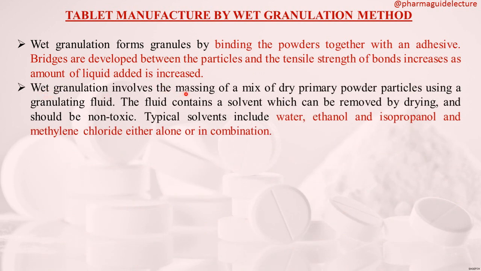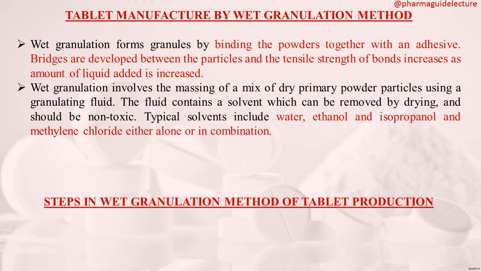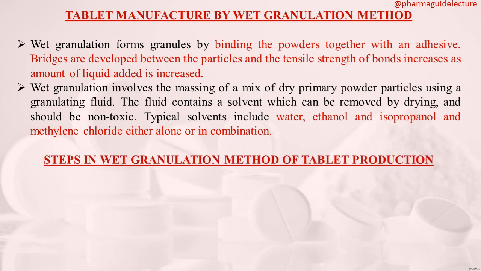Wet granulation involves the massing of a mixture of dry powder particles using granulating fluid. The fluid contains a solvent which can be removed by drying, and it must be non-toxic. Commonly used solvents are water, ethanol, isopropanol and methylene chloride, either alone or in combination. Steps involved in the wet granulation method we'll study in detail.